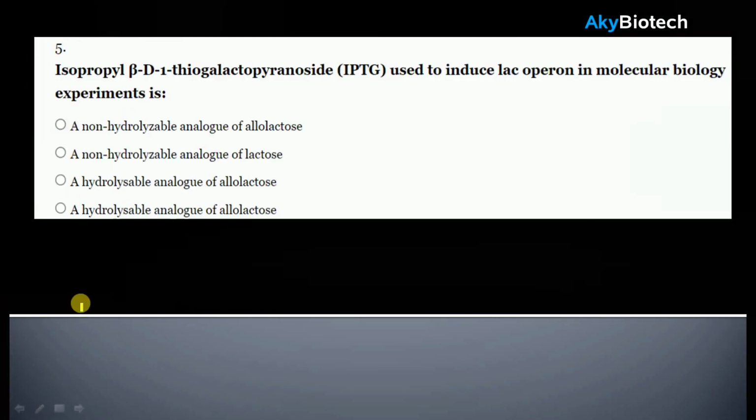Next, number 5, isopropyl beta-D-1-thiogalactopyranoside, that is IPTG. So this is an inducer, we know. This is used to induce Lac Operon in molecular biology experiments. So what actually is it? The correct option is this one: it is a non-hydrolyzable analog of allolactose.